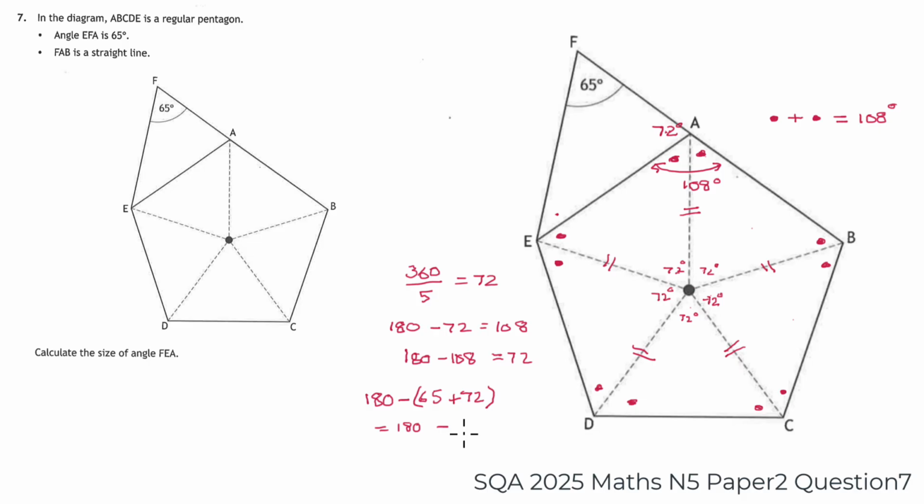Now you use your calculator to get these figures if you're not sure of your mental arithmetic. And if we take 137 away from 180, we get 43. So this angle, and the answer to this question, will be 43 degrees. So we can say angle FEA is equal to 43 degrees.